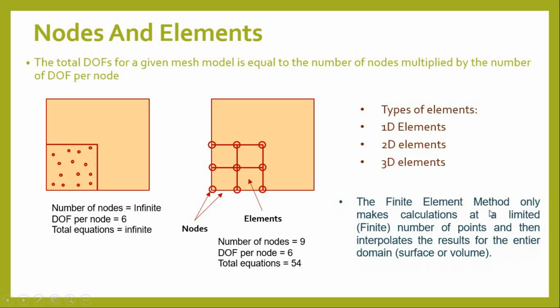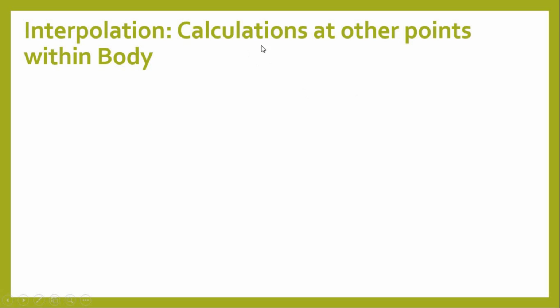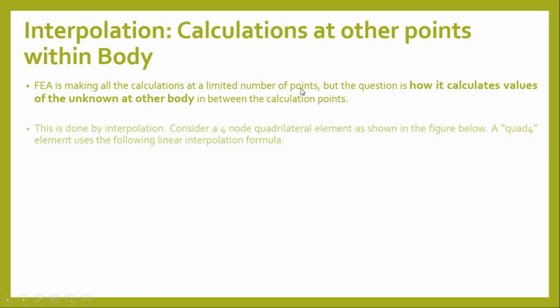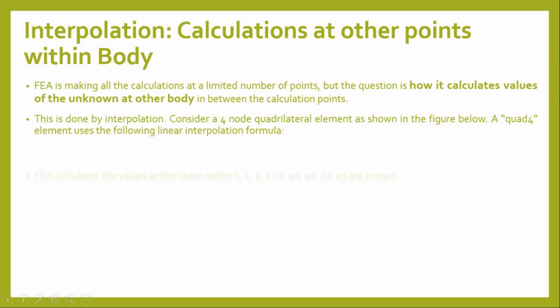The finite element method only makes the calculation at a limited number of points, or you can say a finite number of points, and then interpolates the results for the other domain. Suppose FEA does the calculation only for this limited number of points, and if you want to know your results at points other than these nodes, it will simply do interpolation. FEA makes all the calculations at a limited number of points, but the question is how it calculates the value of the unknown in the body between the calculation points. This is done simply by using interpolation.